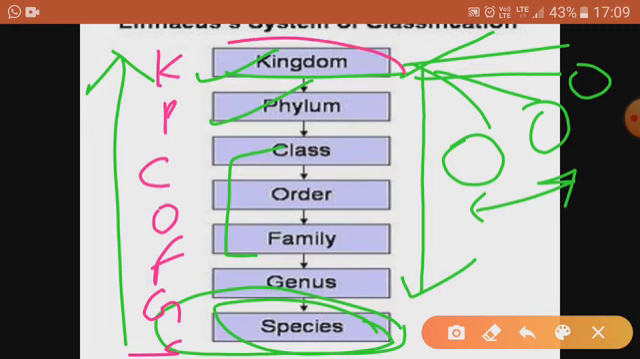Kingdom is the biggest category and species is the smallest category. Where will there be more similarity among the organisms? Obviously species, because as we go down in the hierarchy of classification, the similarity of characteristics increases. As we go up in the hierarchy of classification, there is more dissimilarity among the organisms. So this is the hierarchy of classification given by Carolus Linnaeus.